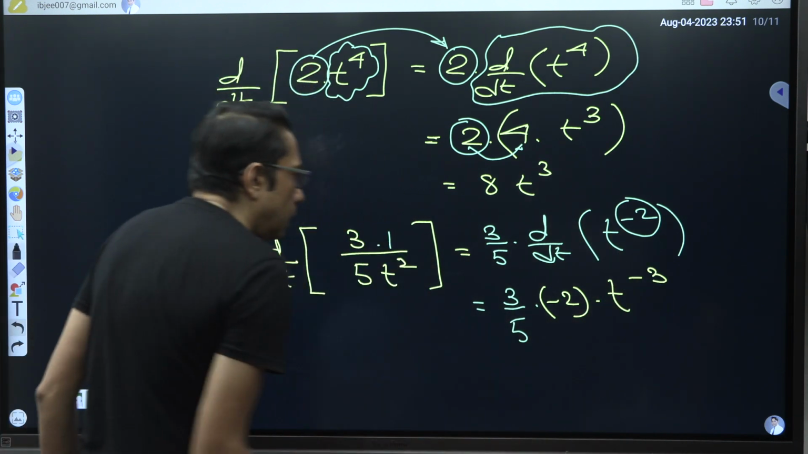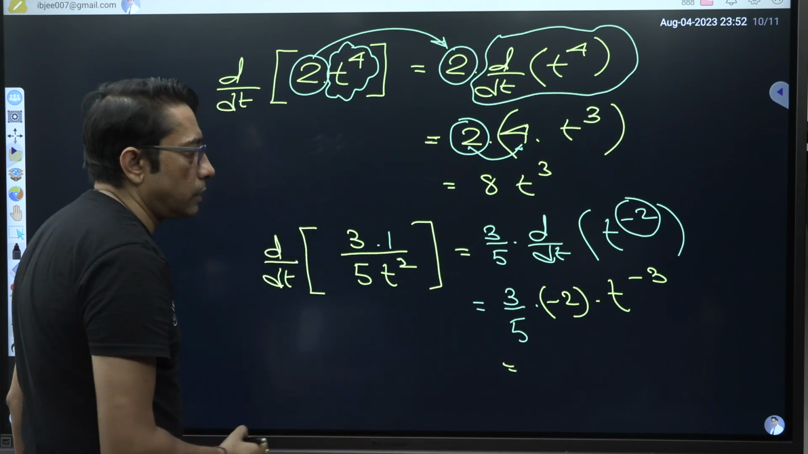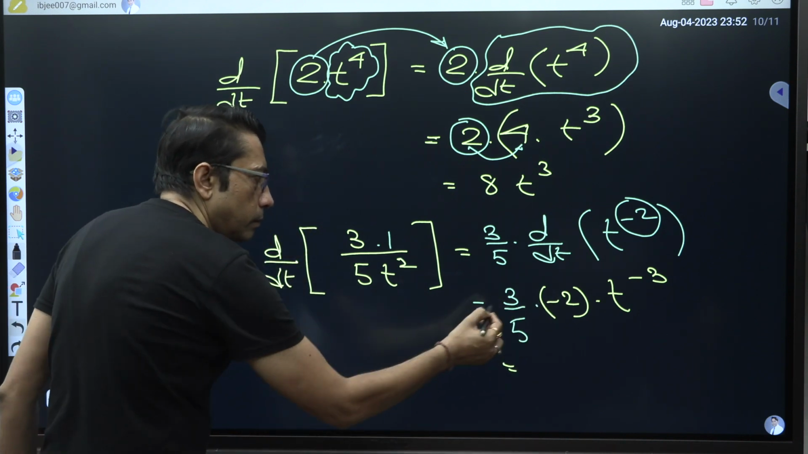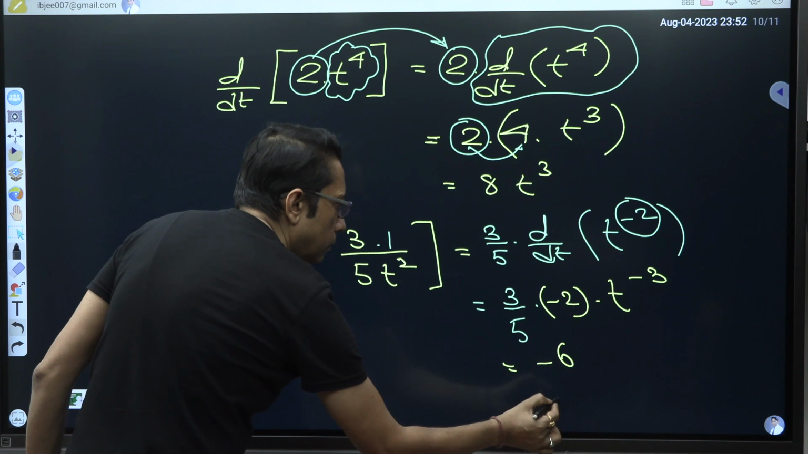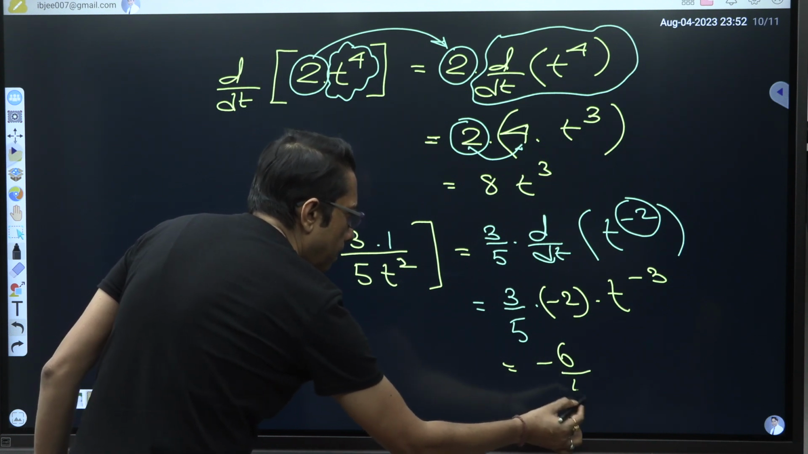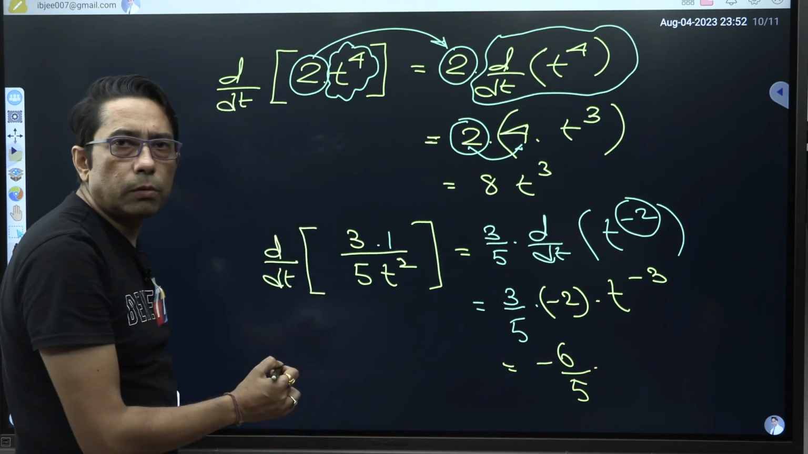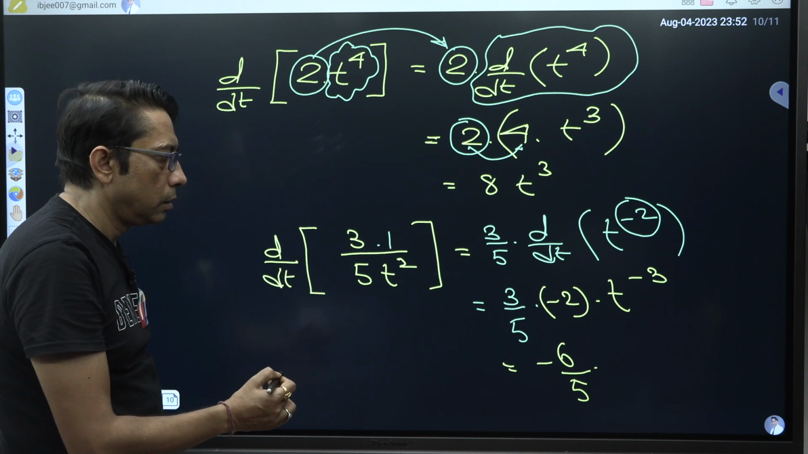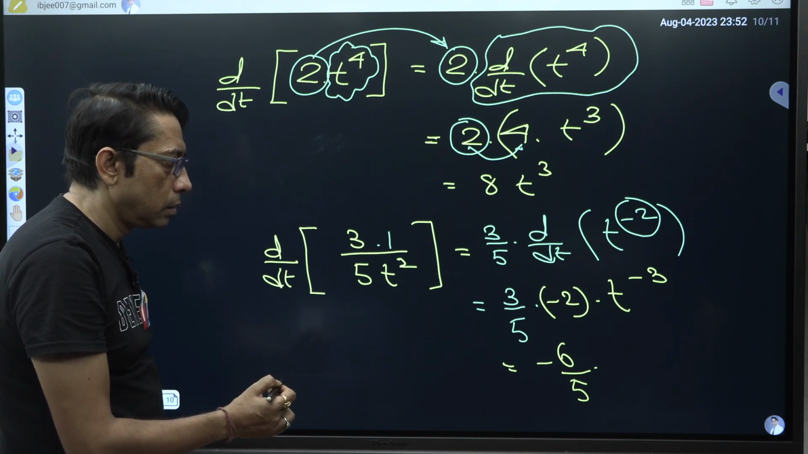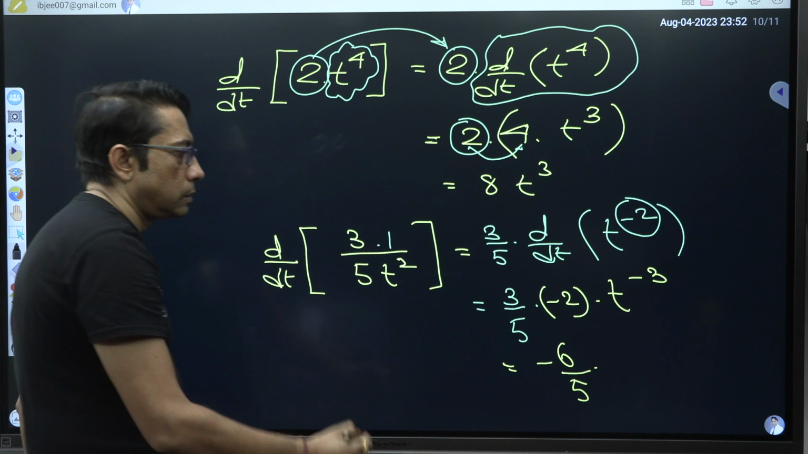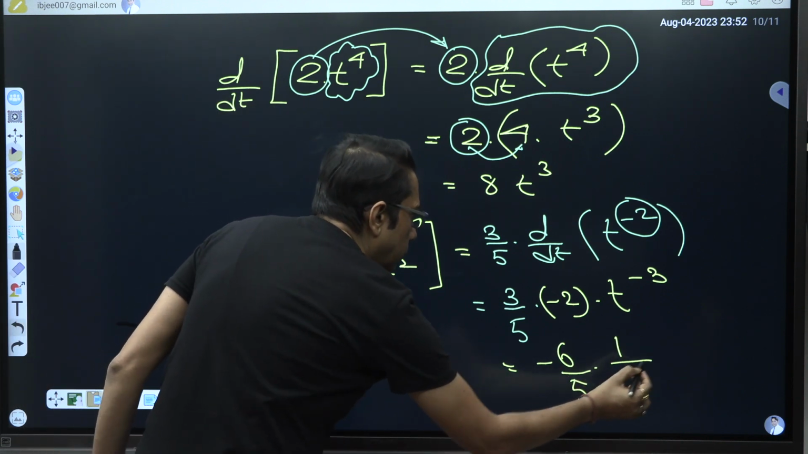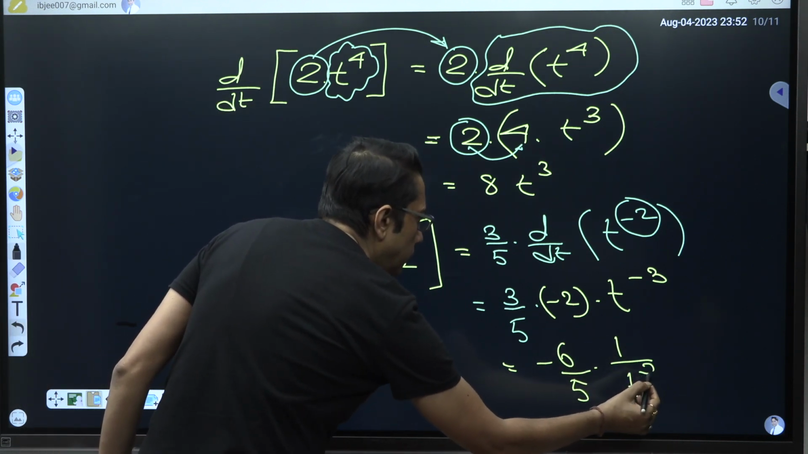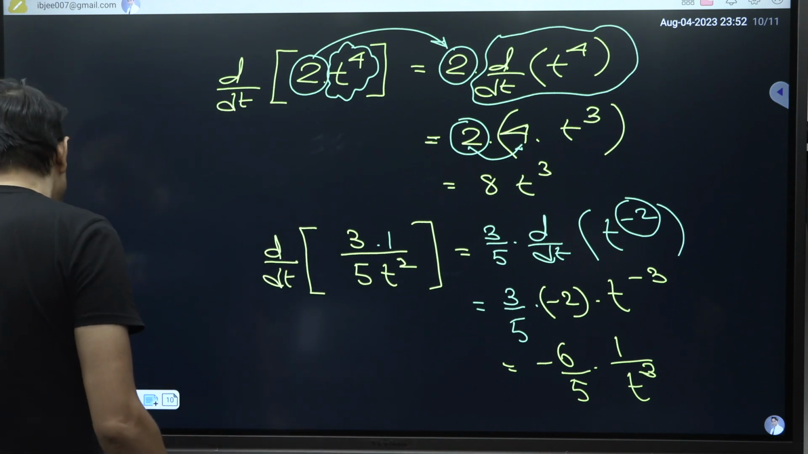That's it. Now tell me what the product becomes now. So hence minus 6 divided by 5 t cube, t cube into 1 by 1 into 1 by t cube. That means t to the power minus 3, or into 1 by t cube. Yes.